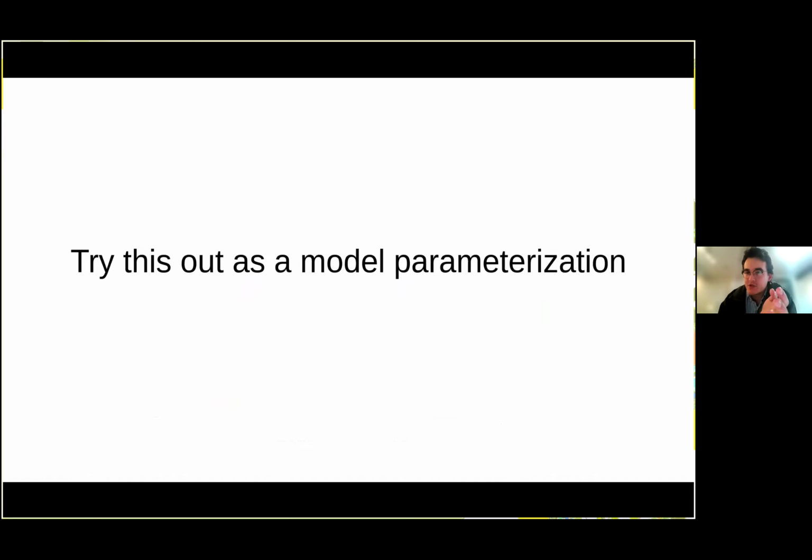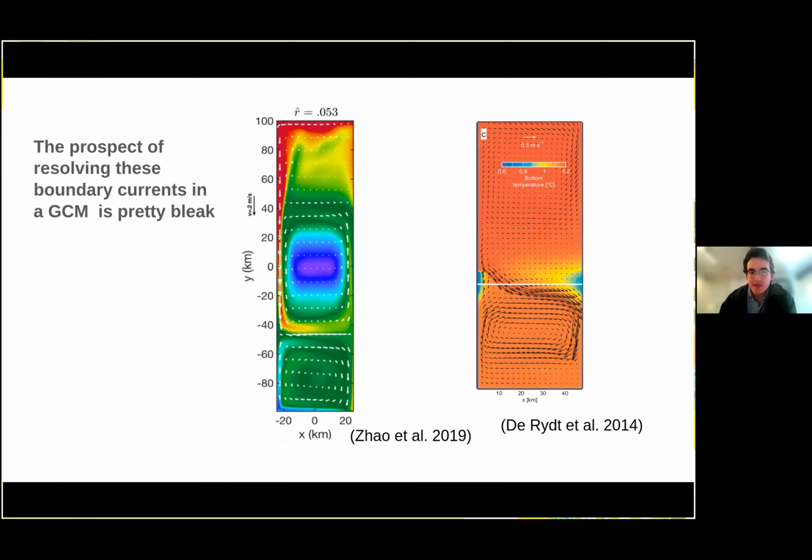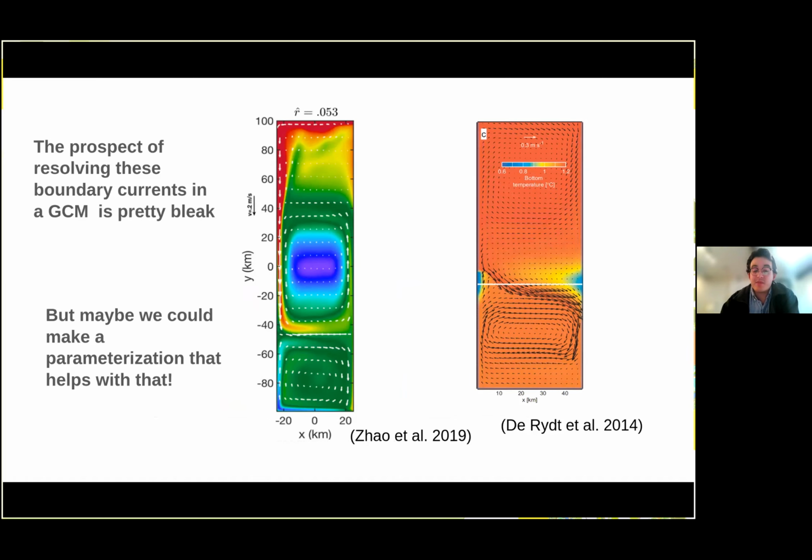Another thing we'd really like to do is try this out as a model parameterization. These geostrophic flows that are getting redirected as boundary currents, the prospect of resolving those in GCMs is actually pretty bleak because these boundary currents are 10 kilometers or less. But maybe we could make a parameterization to help with that. And the question is, how can we take these same lessons we've learned about the importance of geostrophic transport and apply that now as a model parameterization with a bunch more knowledge about the domain, right?